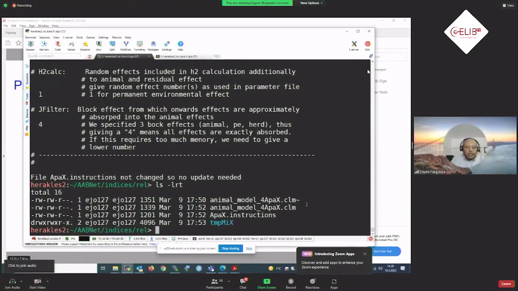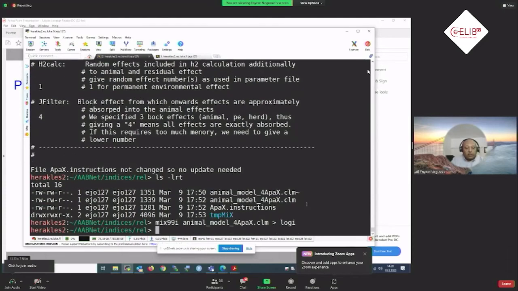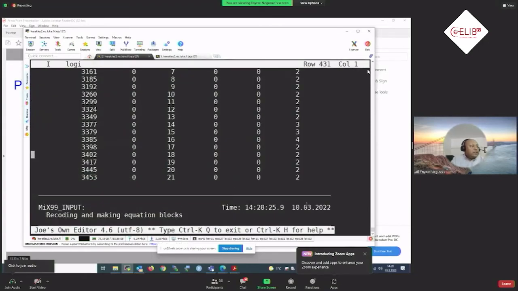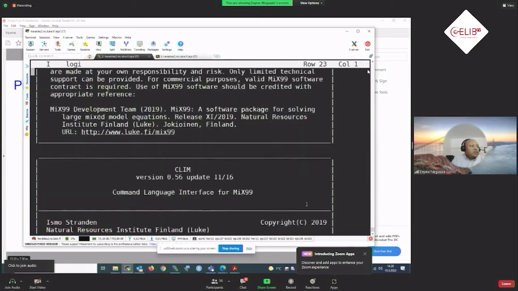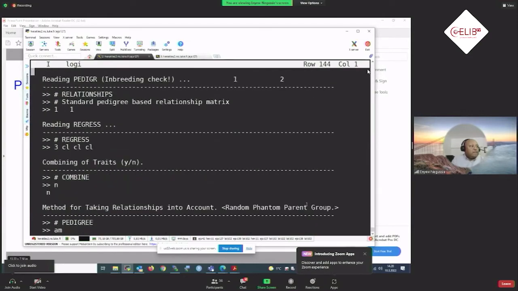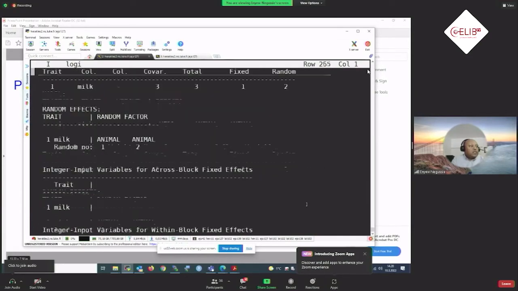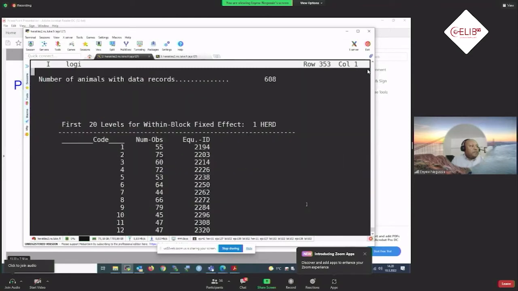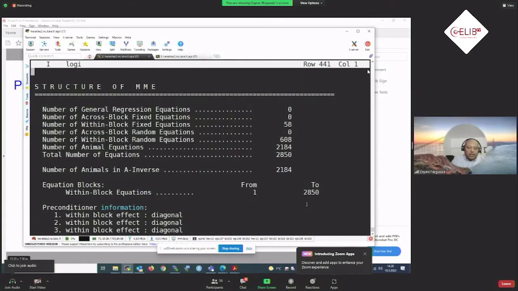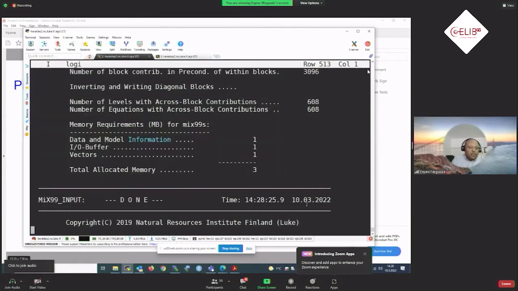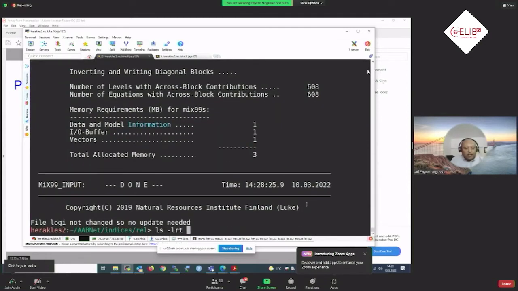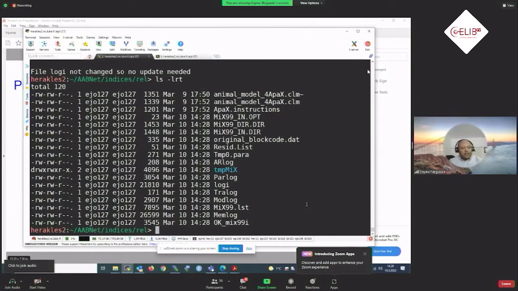Here, we estimate reliability. The first step is to run Mix 99i. In this case, our directive file is this one. So we direct it to logi. It is quick, it is done. It is exactly like the ones we had, where it reads the data, describes your model, gives you a data description, statistics, and that's all. And at the end, you see it is done. When it is done, it is done. Now you are ready to start your APAX instructions.